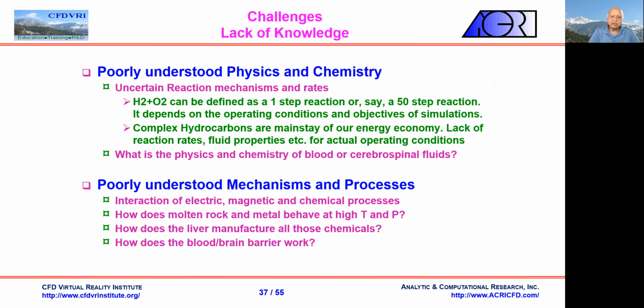The other thing we don't know are many of the mechanisms and processes that affect the fluids as they move through a system. Well, often there is interaction between reactive, magnetic, and chemical processes. We don't know that. How does a molten rock or metal behave at very high temperatures and pressure, like in the core of the earth? We don't know. How does the liver manufacture all those chemicals? We don't know. How does the blood-brain barrier work? We don't know.